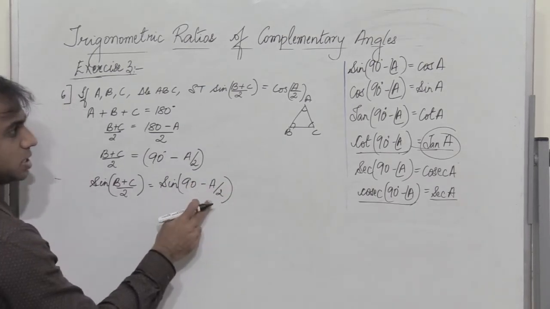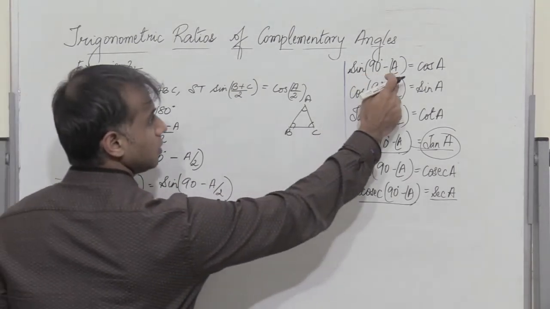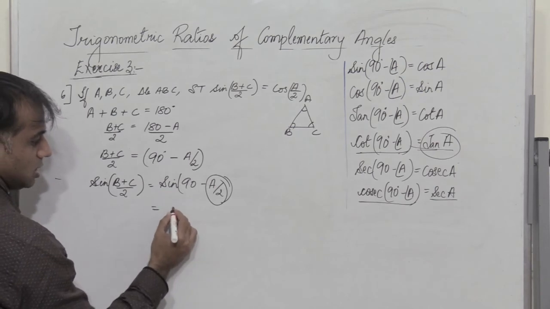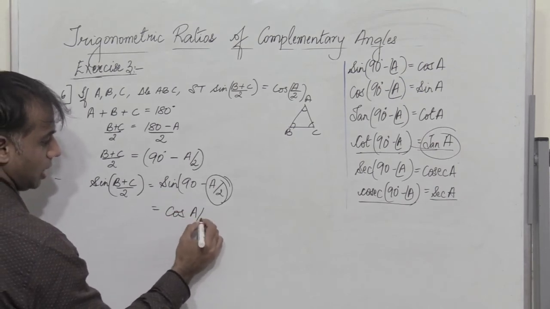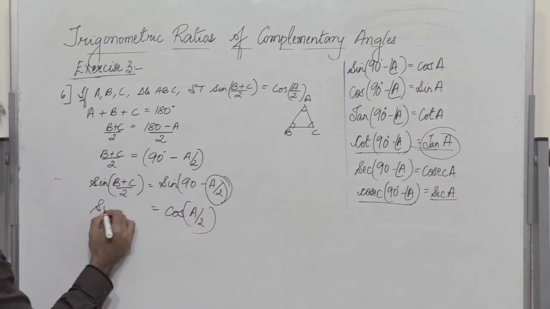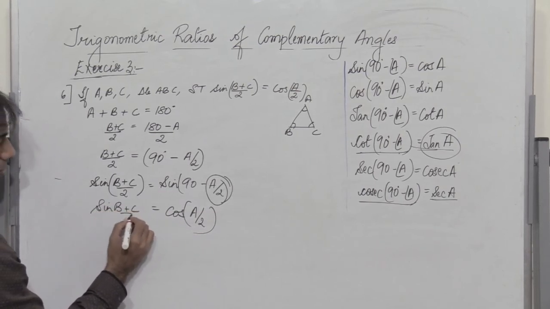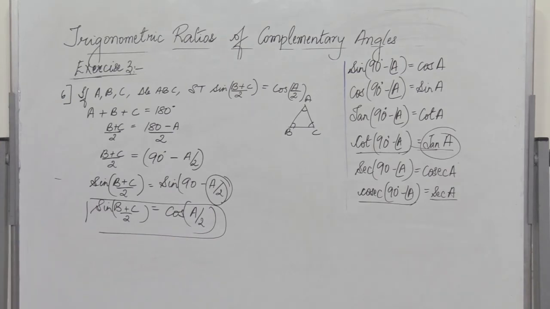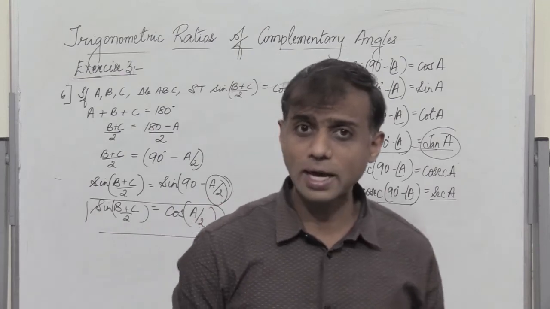So what is sine of 90 minus A? Sine of 90 minus A is cos A. So instead of A I have A by 2, so this is cos of A by 2. Therefore sine of (B plus C) by 2 equals cos A by 2, which is what we needed to prove, and we have done that.